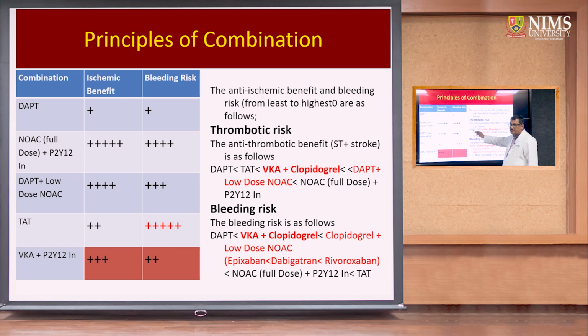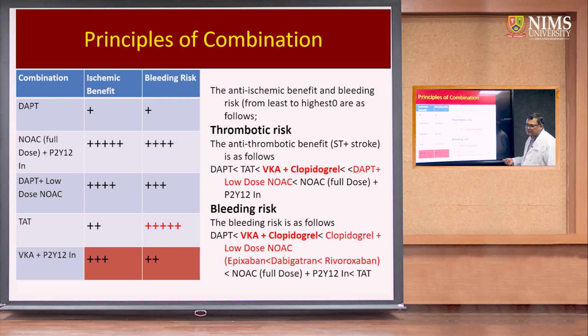So, I think the bottom line is that if you want to reduce the thrombotic risk, least prevention is with DAPT. If you add triple antiplatelet, it is a little better than DAPT, but better still is a combination of clopidogrel with vitamin K antagonist, or NOAC with clopidogrel, or even the combination but at low dose. But full dose will have more bleeding risk, and the highest bleeding risk is there with the full dose combination of triple antiplatelet therapy.